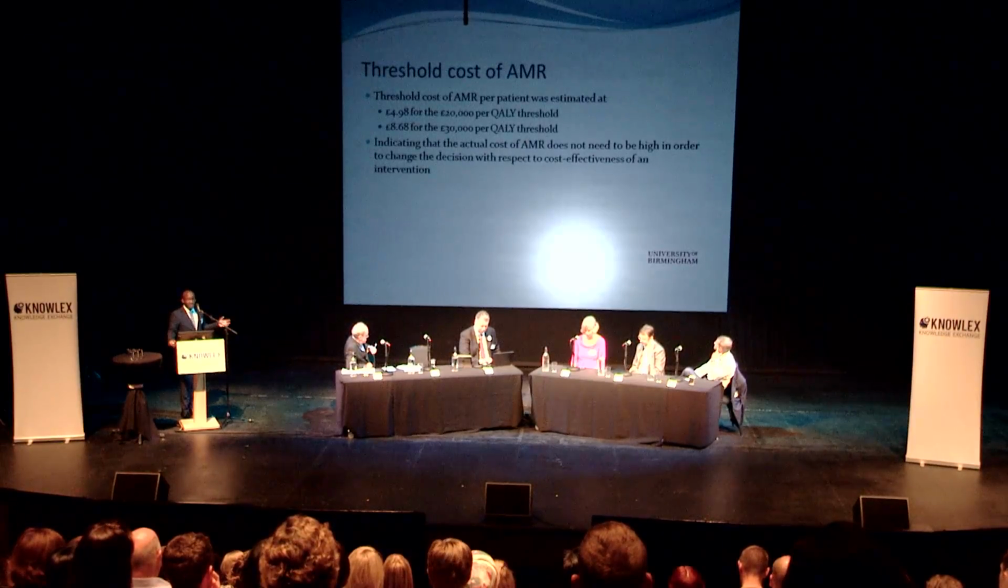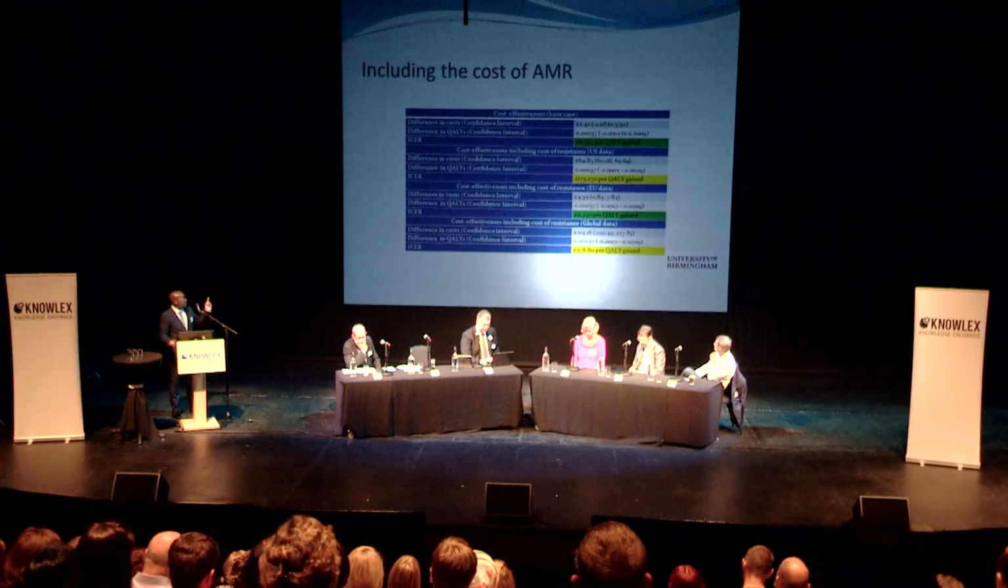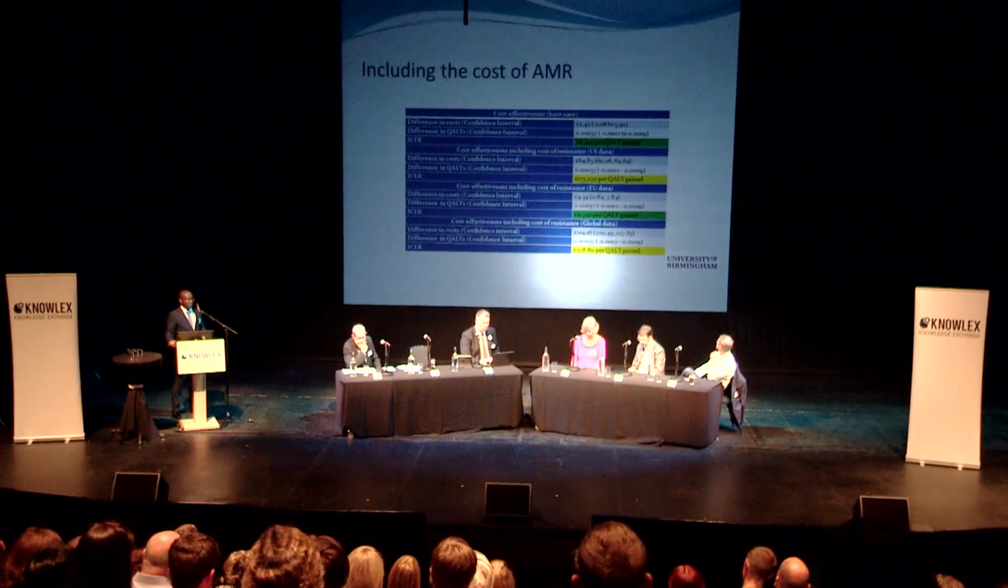And the threshold cost of resistance, which we estimated, was 4.98 pounds for the 20,000 per QALY threshold, and 8.6 pounds for the 30,000 per QALY threshold. Okay, indicating that the cost of resistance doesn't need to be so much per patient in order to change the decision as to whether it's cost-effective or not.